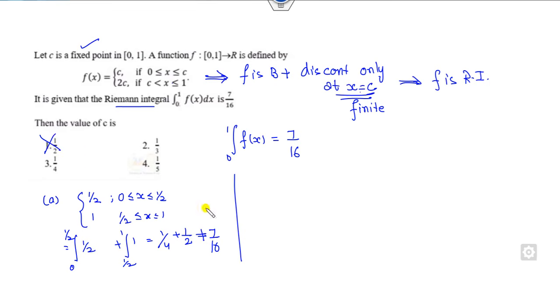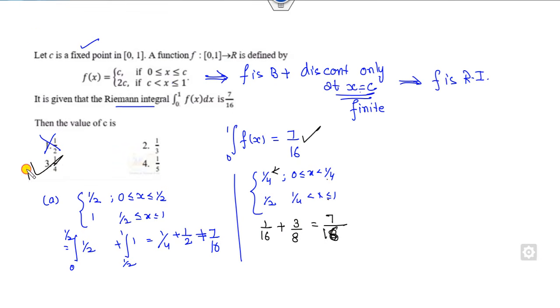Cancel. If I take 1 by 4, then it is 1 by 2. The function is on 0 to less than 1 by 4, and 1 by 4 to 1. So if I integrate this function, it is 1 over 16 plus 3 over 4, which is 3 over 8. 16 is the LCM. So 7 by 16. So the third is the right answer of this problem.